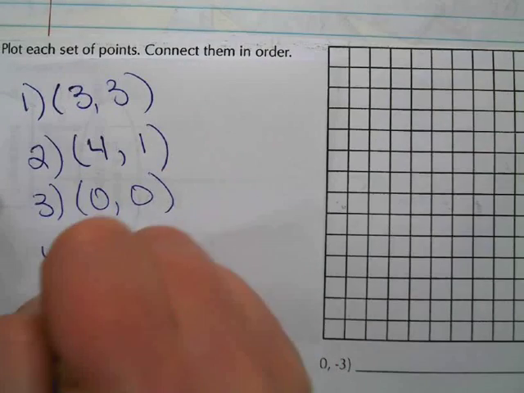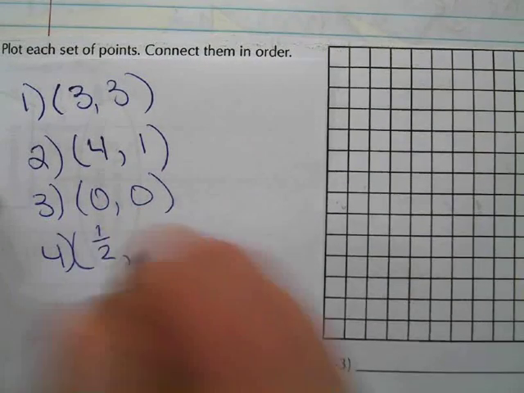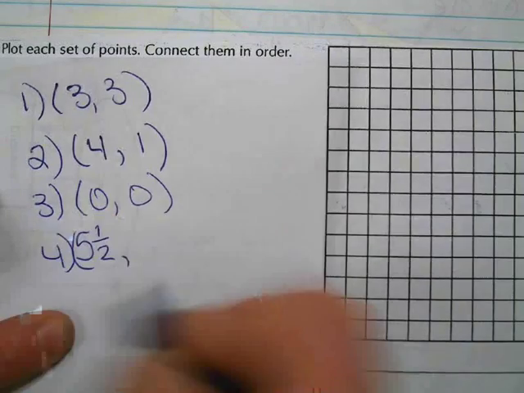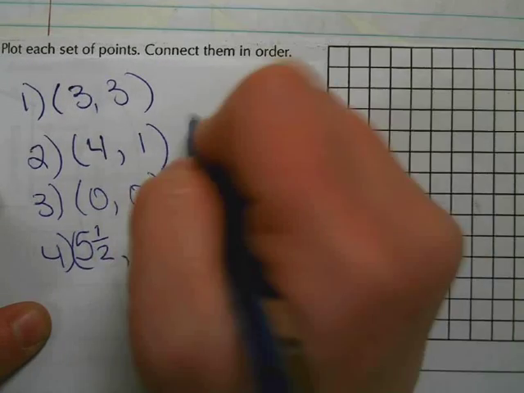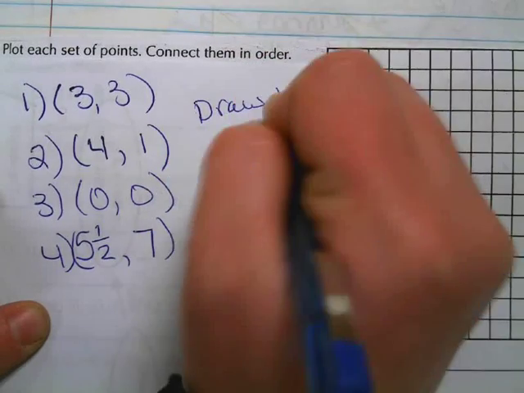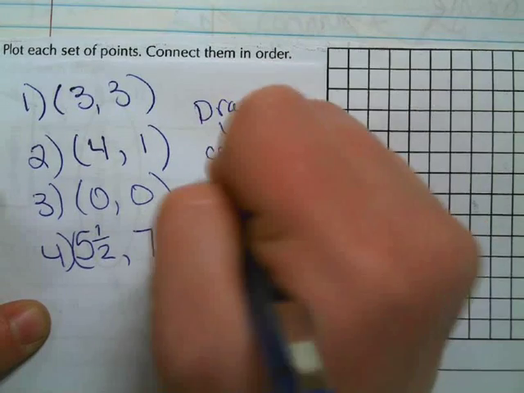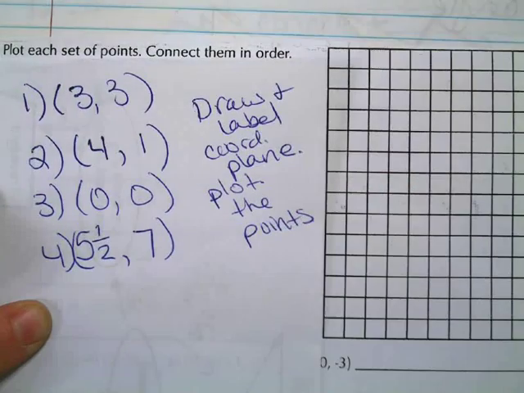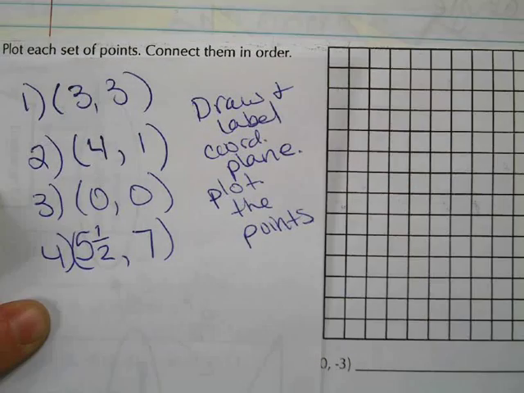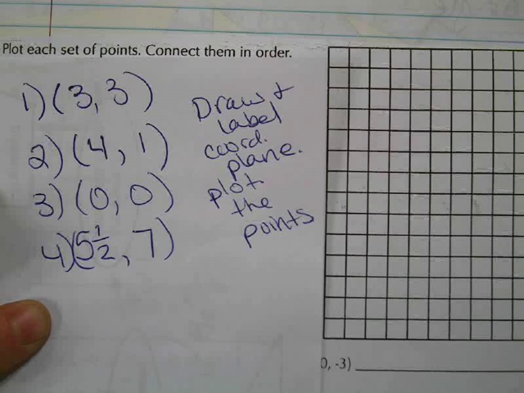And point 4 is going to be 5 and 1/2, and 7. So you need to draw and label your coordinate plane, and then plot these 4 points. Go ahead and pause it, take a moment to work it out, and then come back to me and we'll check it.